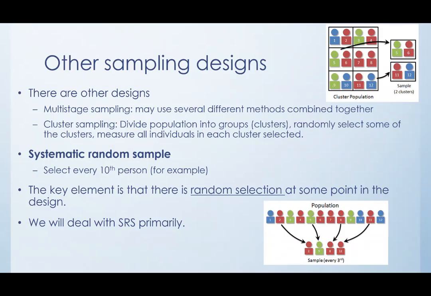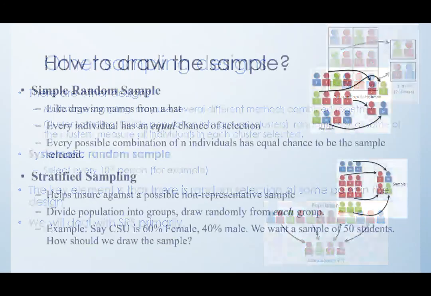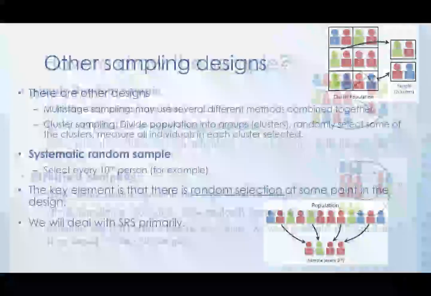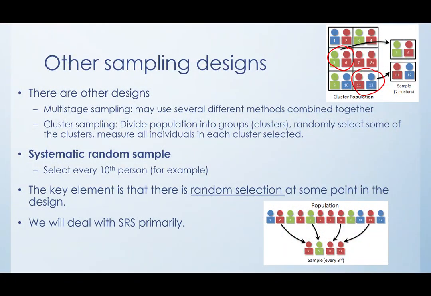So for instance, here you've got our population. We've divided it into 6 groups, 6 clusters, and we've randomly selected these 2 clusters to be our sample. Everybody from each of the selected clusters gets included in the sample, versus stratified, where you're randomly selecting from each of those groups. With a cluster sample, you're randomly selecting groups and using everybody.